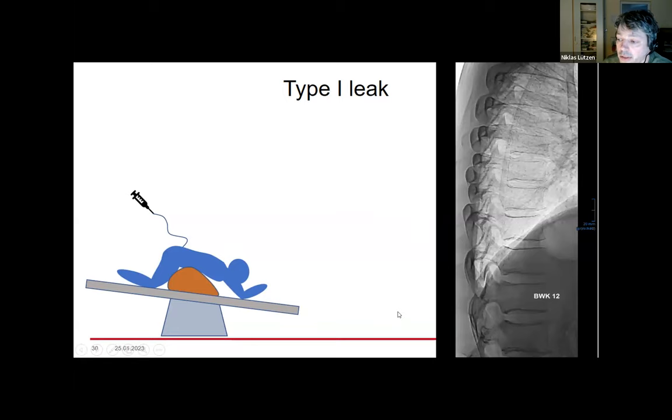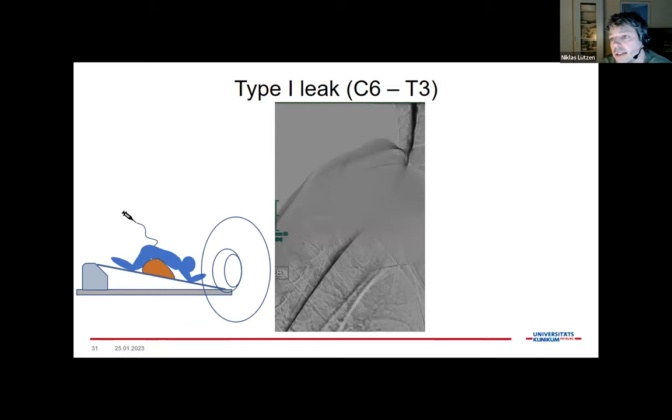We sometimes have problems to find a ventral leak at the upper thoracic level. And the reason is that there's too much mass in this region. We have the bones, we have the shoulder, and we have an attenuation of the contrast, and it's not possible to find the leak here in the region between C6 and T3. Then we recommend to use a dynamic CT myelography.